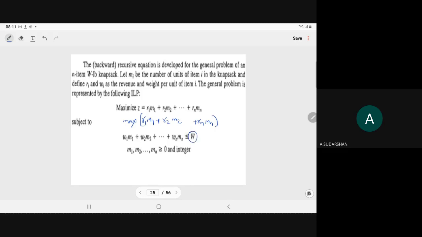And we know that the maximum limit of any knapsack is W. It means you cannot take the total weight more than the capital W. So that is the maximum limit of the knapsack problem.